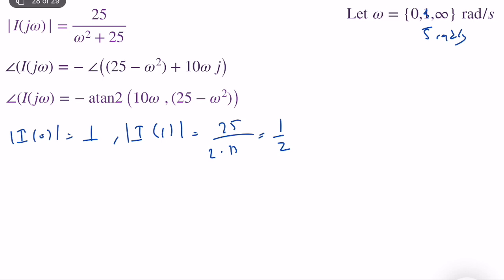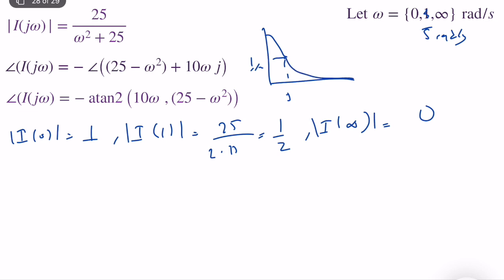And this frequency is called the cutoff frequency, when you reach the half of your original magnitude. What is I infinity? It means that when you go to very high frequency, omega is very large, you will go to zero. You will start from one, at some point you will reach 1 over 2 at omega equal to 5, and then you will go to 0 as omega goes to infinity.